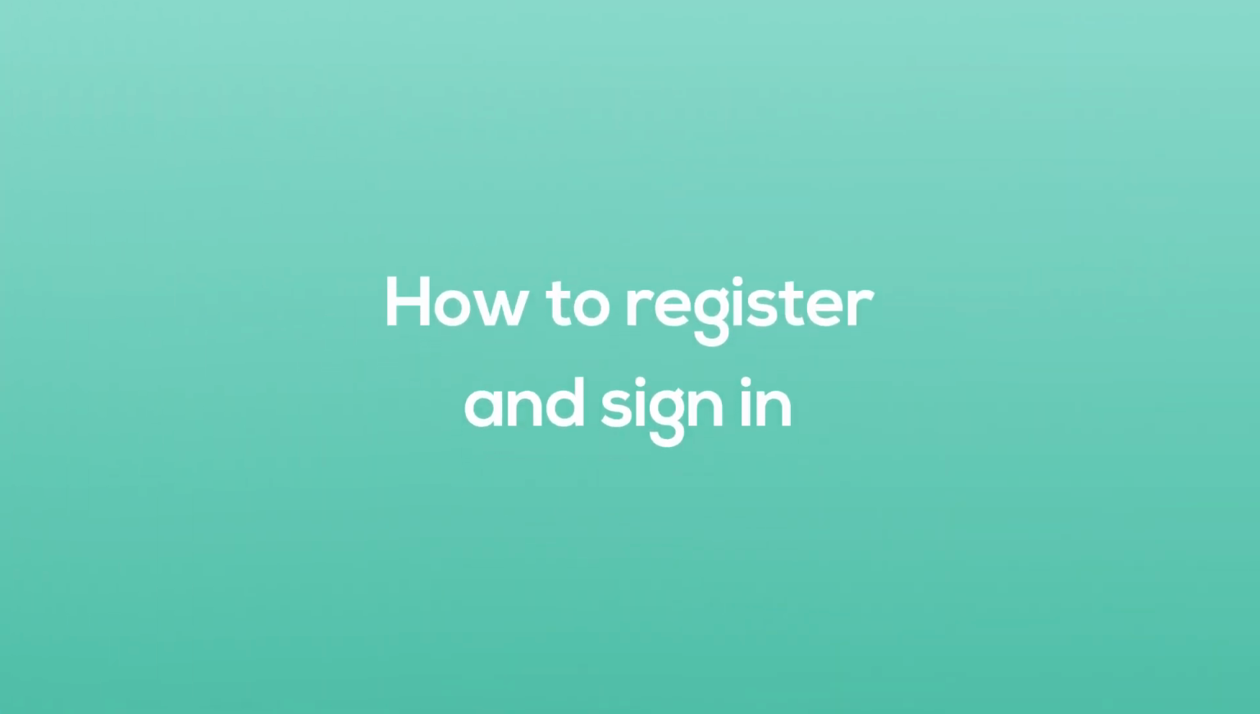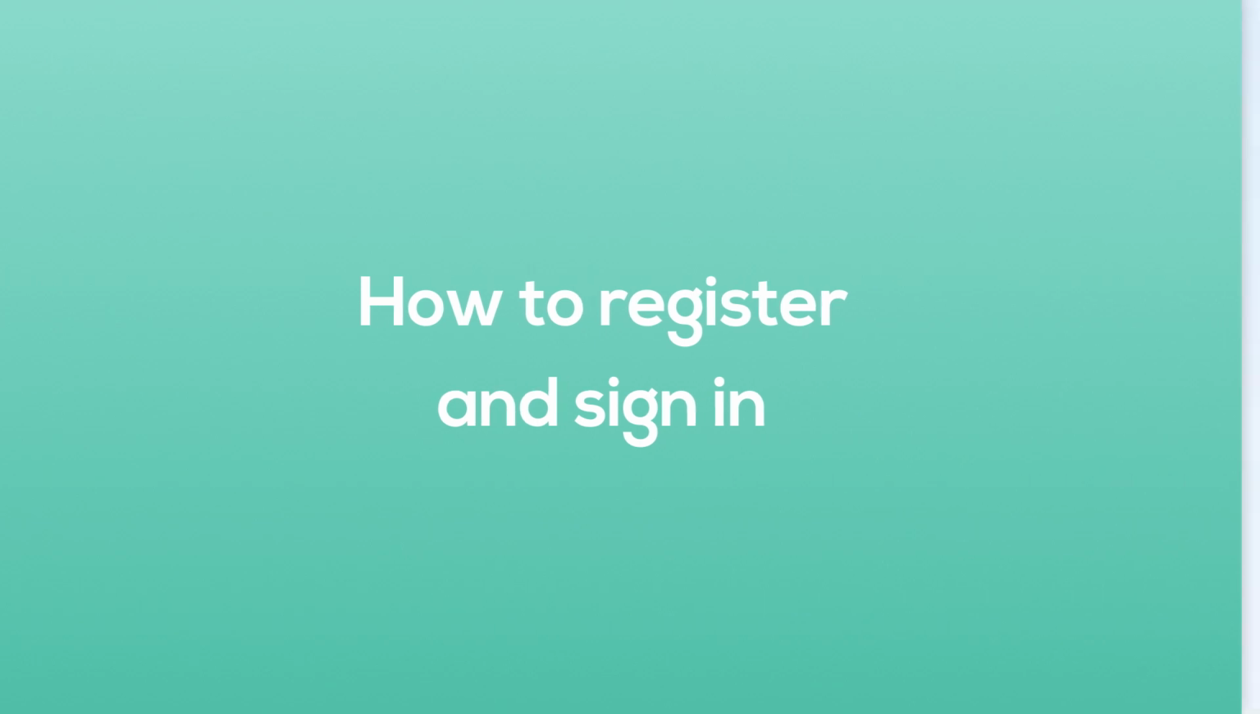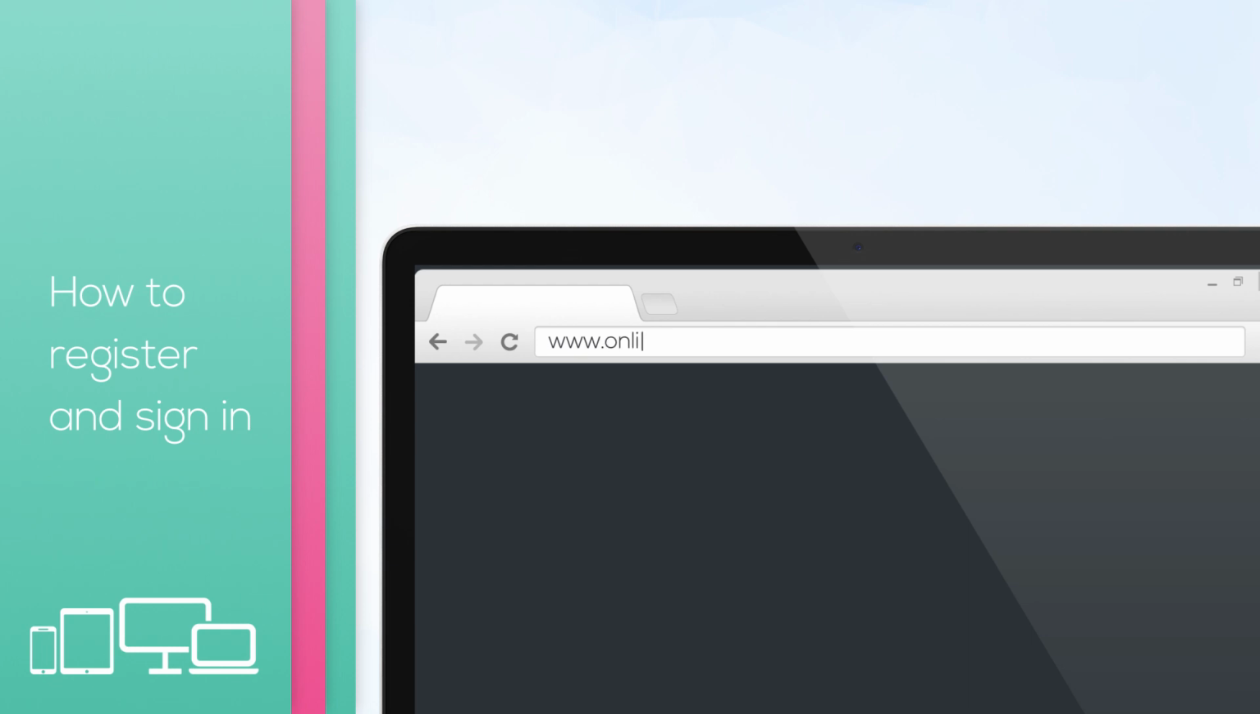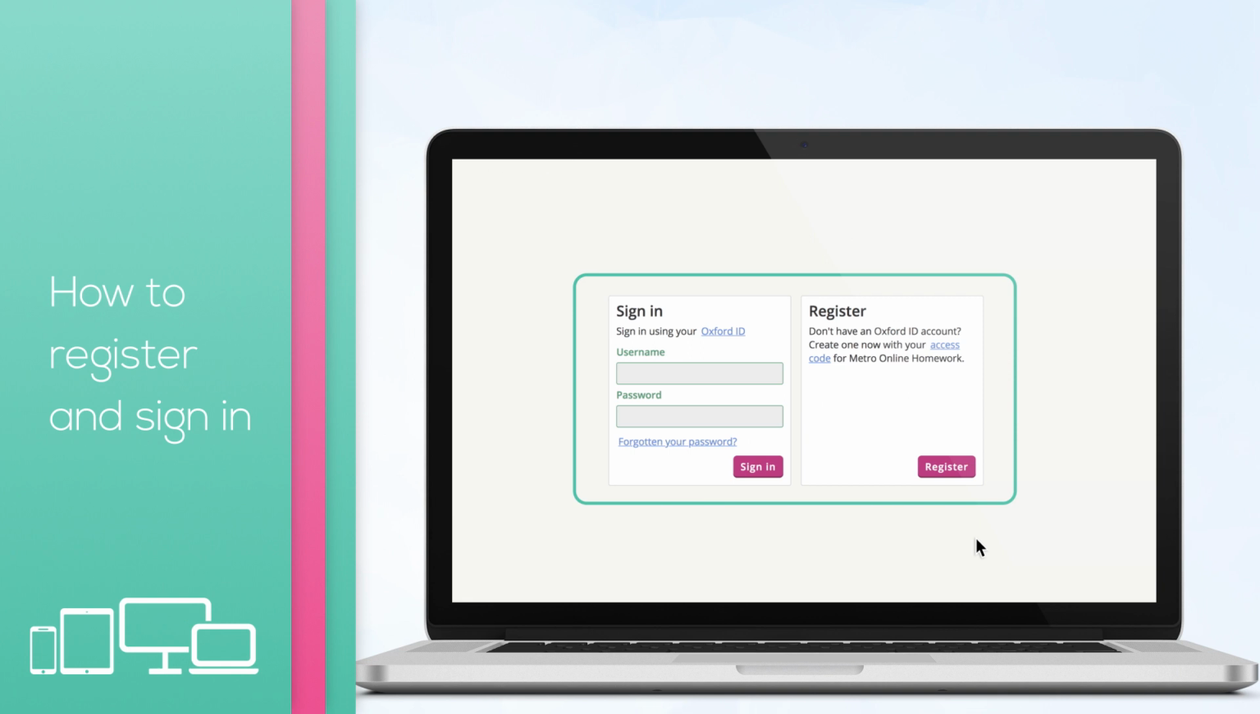How to register and sign into Oxford Online Practice. Find the website for your online practice in your book and type the address into your browser. Sign in using your Oxford ID username and password.